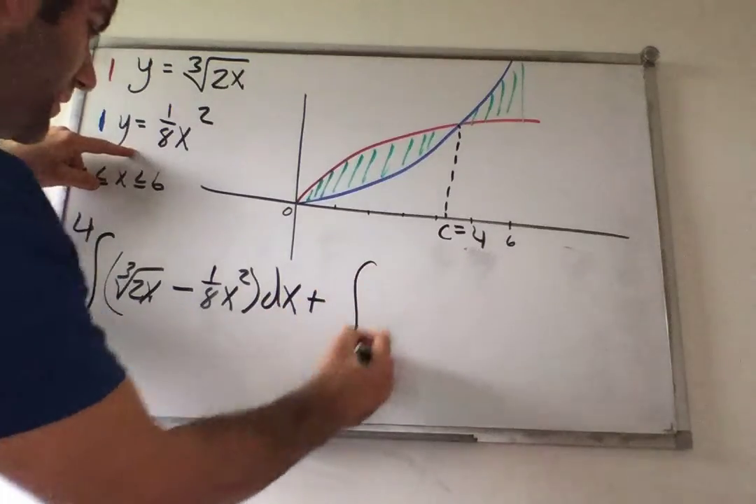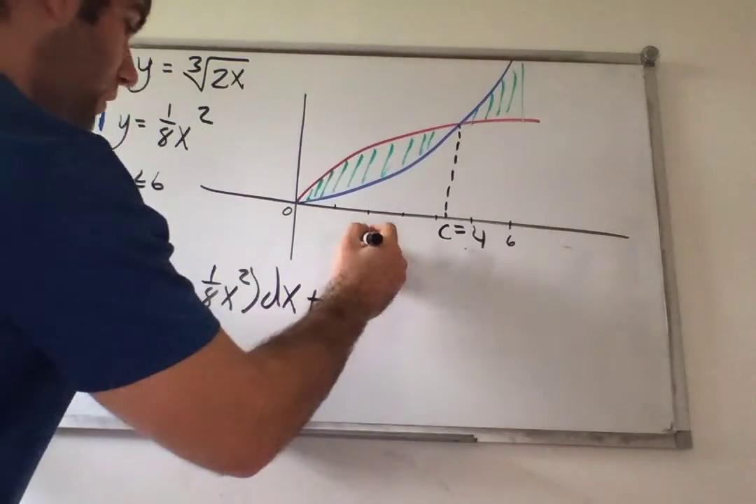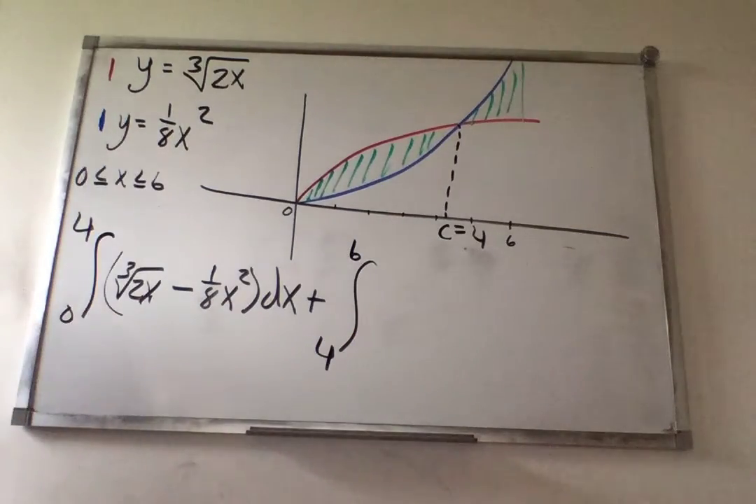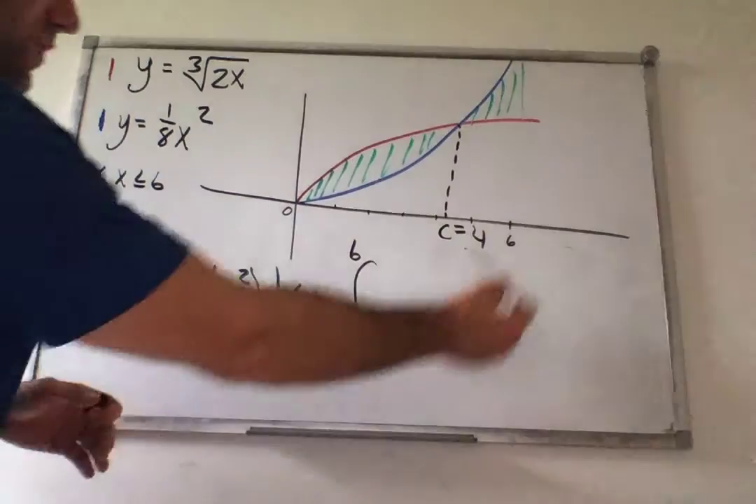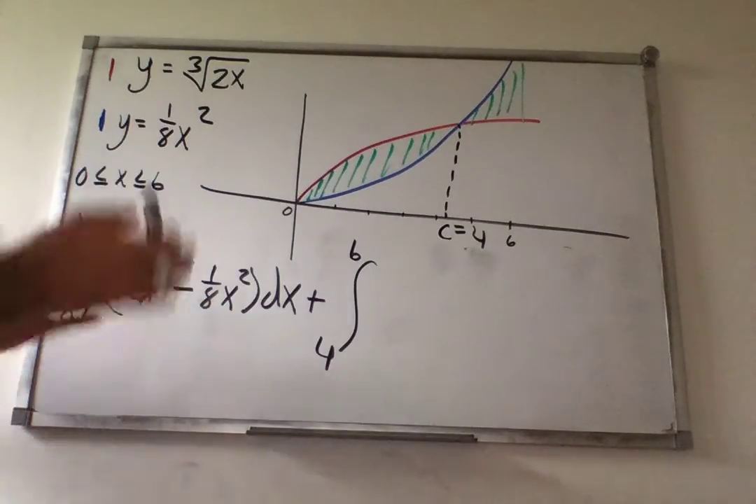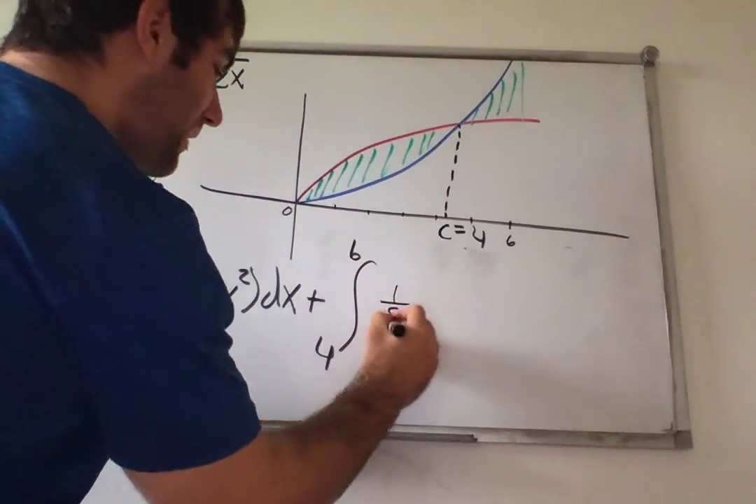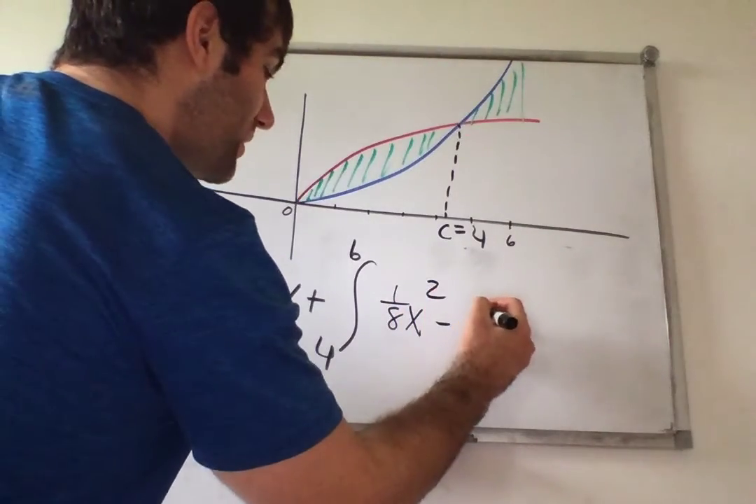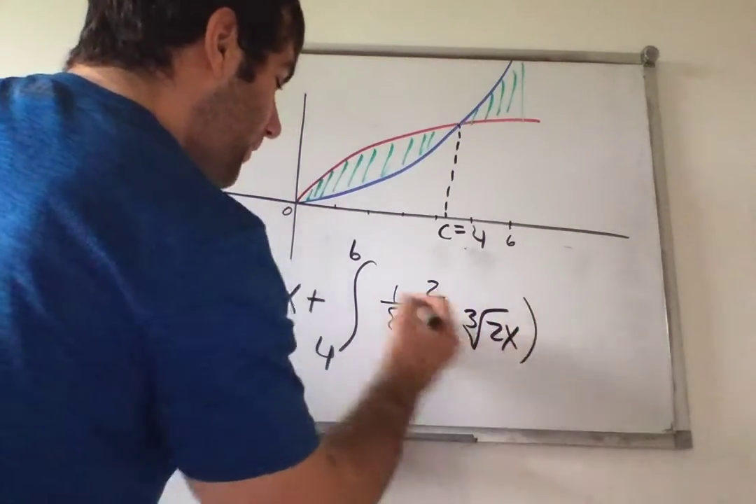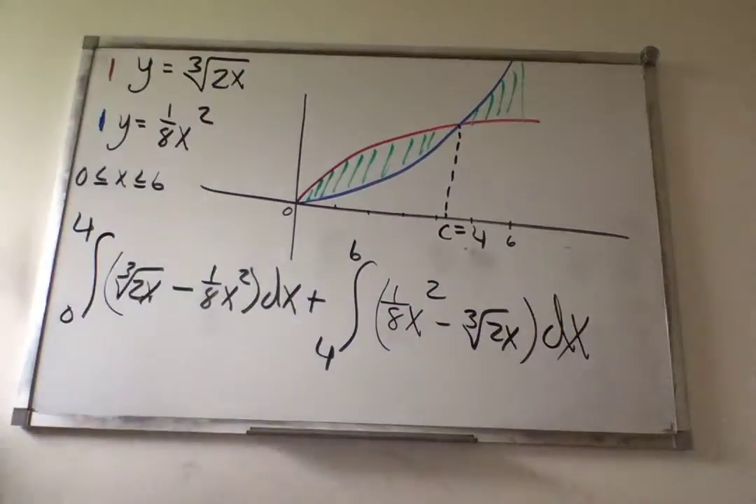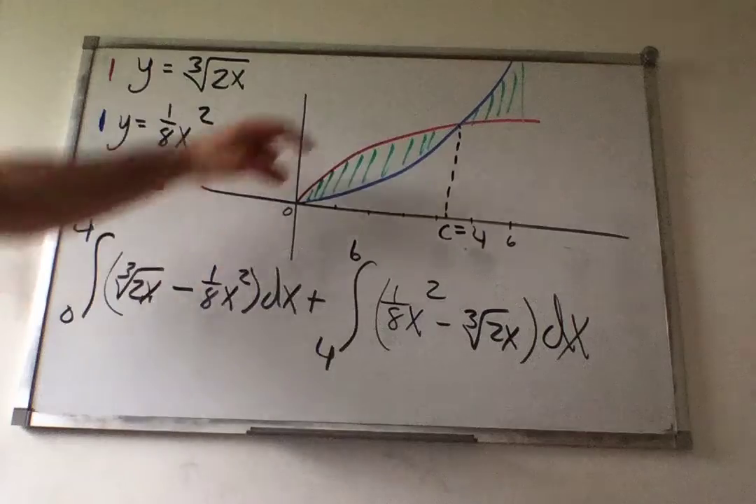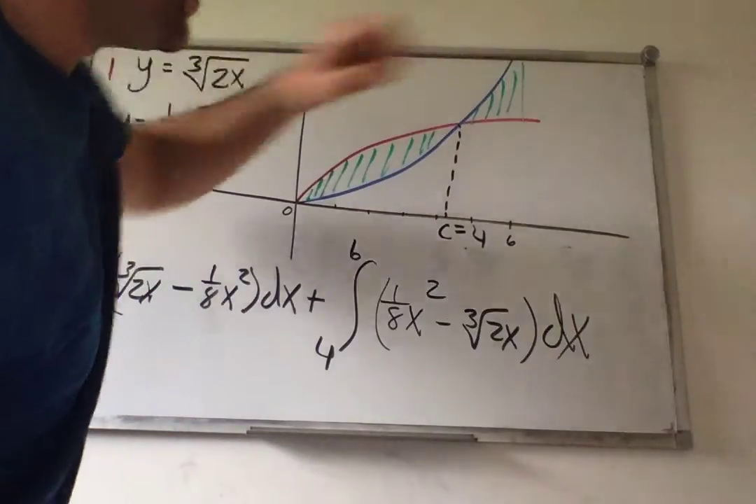dx, plus the integral from 4 to 6. Now they switch roles here. Another way to take care of the absolute value is to switch their roles. Make the other function the upper function, make the lower function the other function. What we could do here is take the absolute value of the same thing, or we could switch them. So now the 1/8 x squared is the upper function minus the cube root of 2x, that's the lower function, dx. So this will give us this first area. This will give us the second area right there.